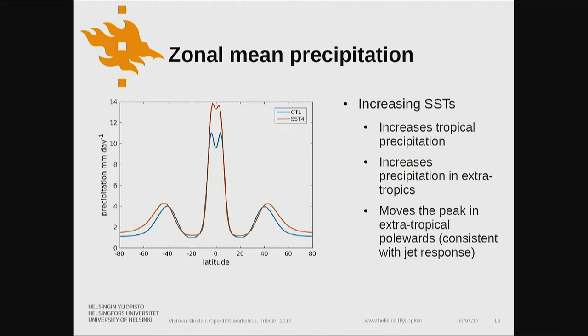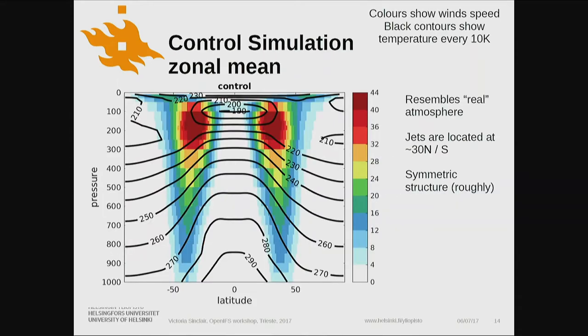And this is consistent with the jet response. So now going on to look at those jet streams. So this is now my control simulation. What we have here in the colours are the zonal mean zonal wind, in a cross-section with height, going from the South Pole to the North Pole. So we have the two jet streams up here, relatively strong, almost 50 meters per second.